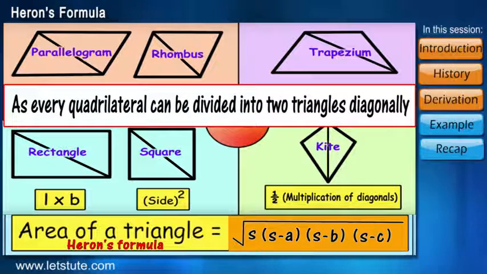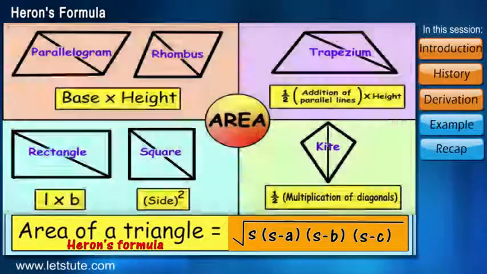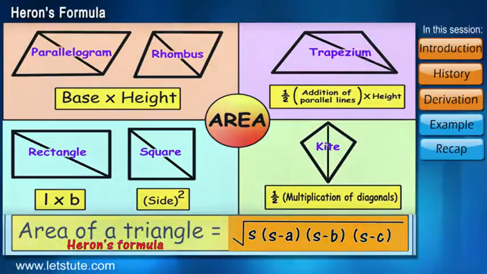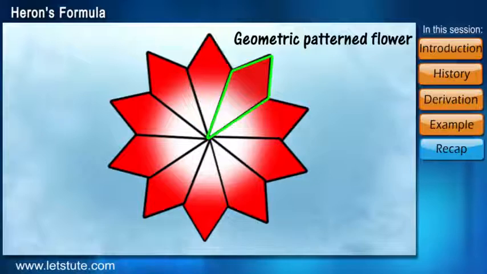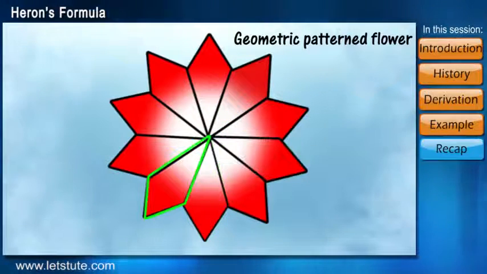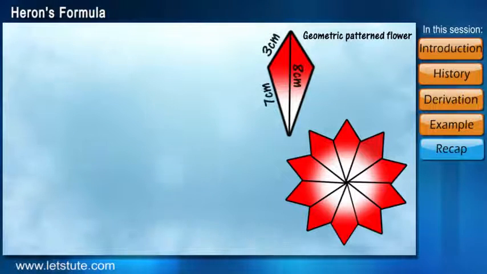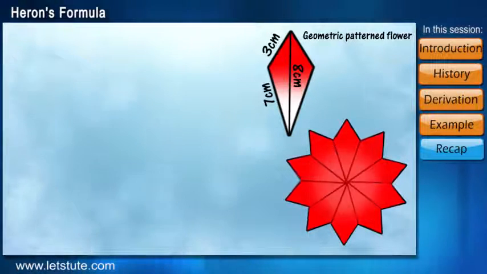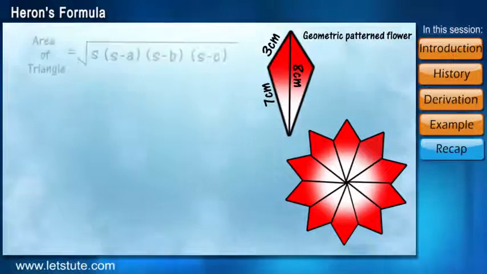Let's have a look at one interesting example of how we can calculate the area of a quadrilateral using Heron's formula. Suppose there is a geometric patterned flower. Each of its petals is the same and is kite shaped with lengths of sides as mentioned. We have to calculate the area of the flower. This may look complicated, but it's very simple. All we have to do is find the area of 1/2 of the petal using Heron's formula.